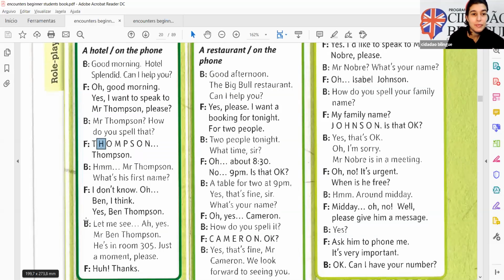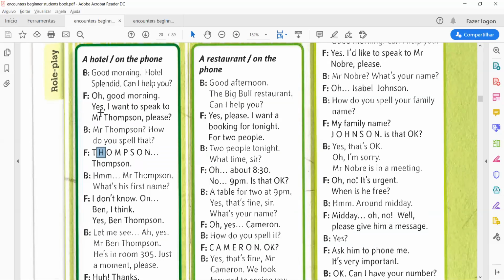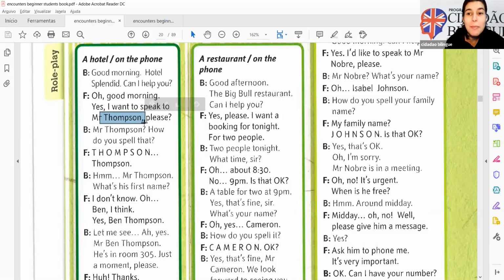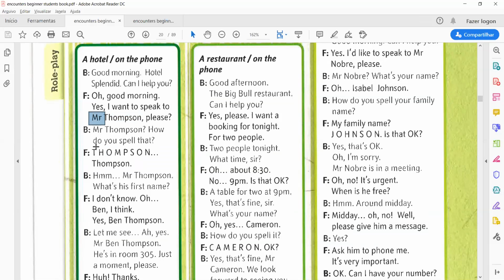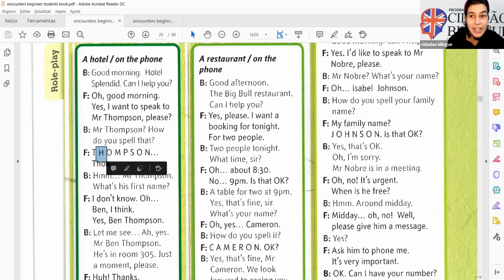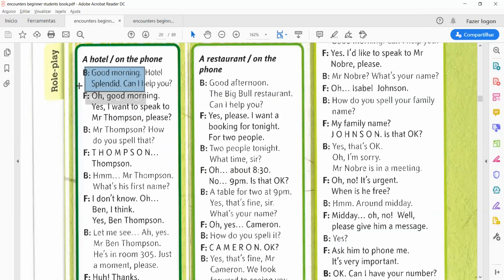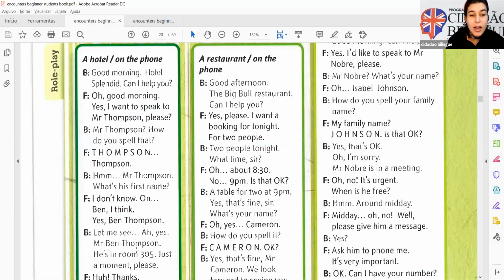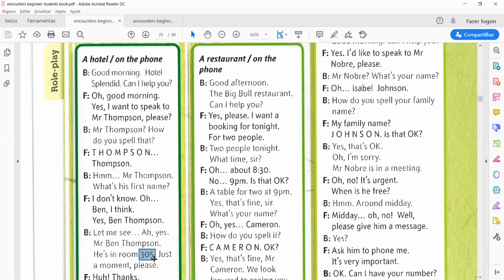Very good, girls. Very good. Okay. Larissa, Thompson. Okay? Mr. Thompson. Remember, this letter is H. Bianca, hotel splendid. Okay. Splendid. All right. Very good. You said 305. You can also say 305. It's a little more practical to say 305. All right. Very good.